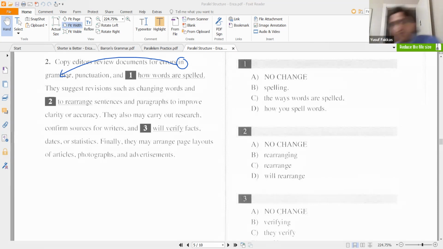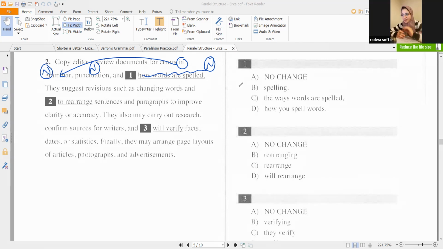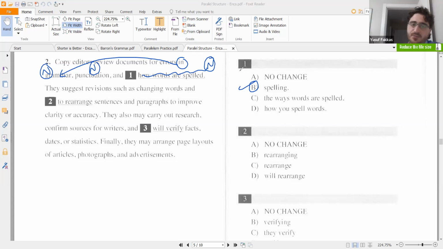Okay, the second one, punctuation. It's also a noun. So look, grammar is a noun, punctuation is a noun, and we need another noun. Ah, yes. Okay, I get it. I thought that you changed the spell, not the whole sentence, how words are spelled. Yeah, I got you. Now, they suggest revisions such as, look, of course we should know where the list starts, and we have words like including, such as, for example, and so on.